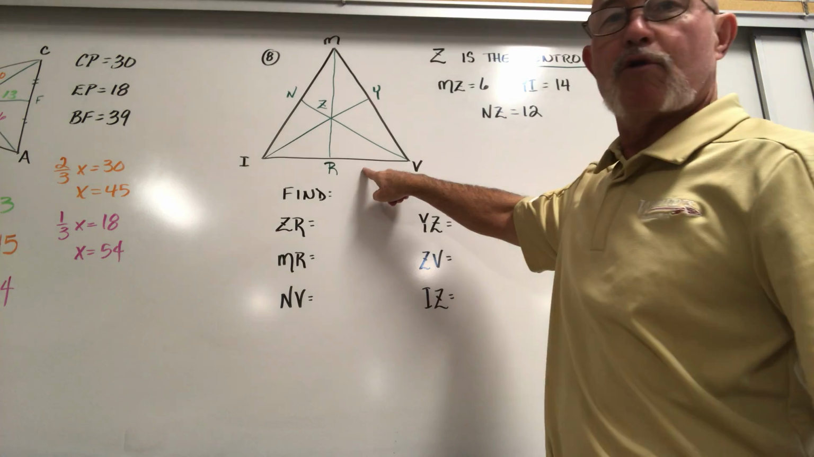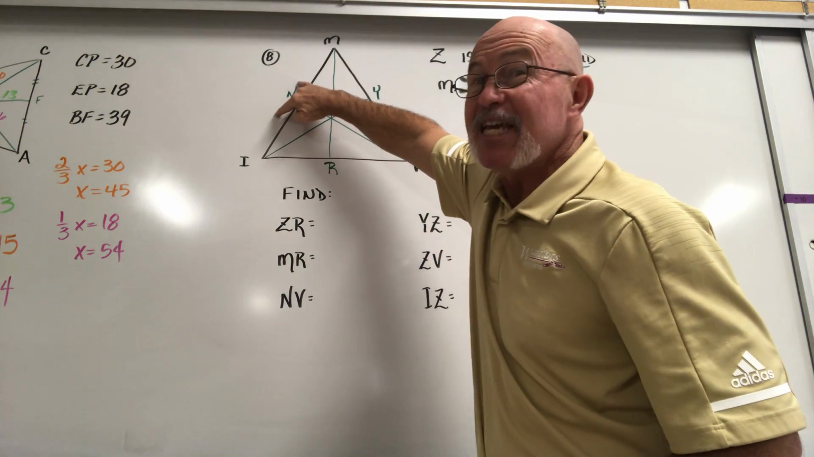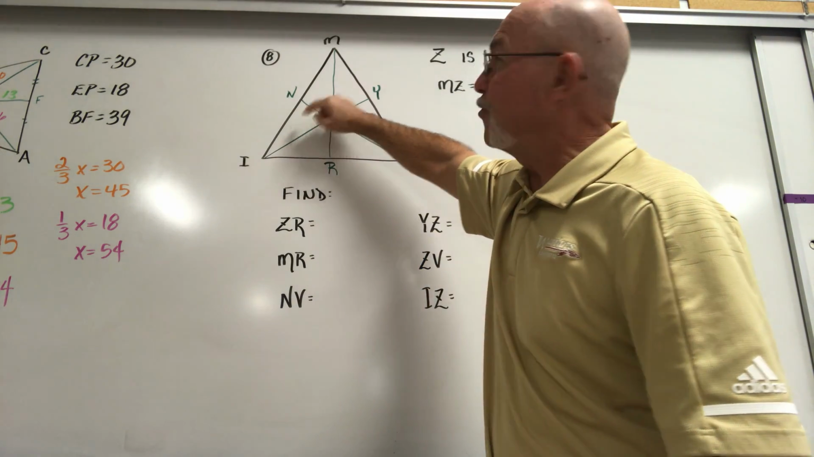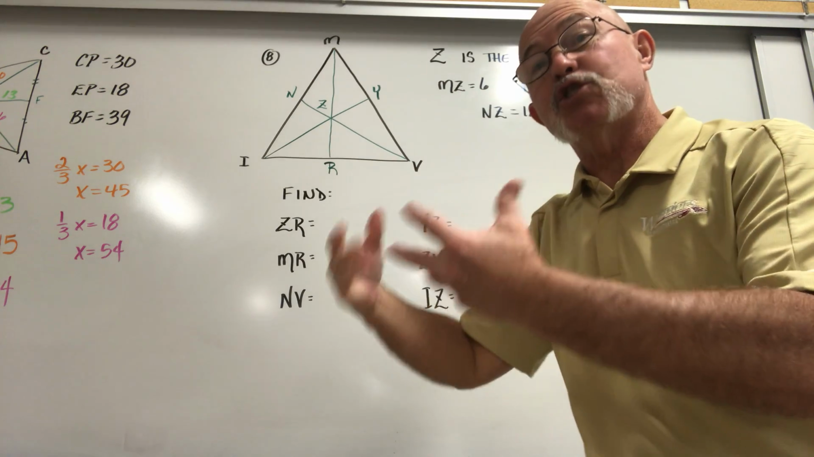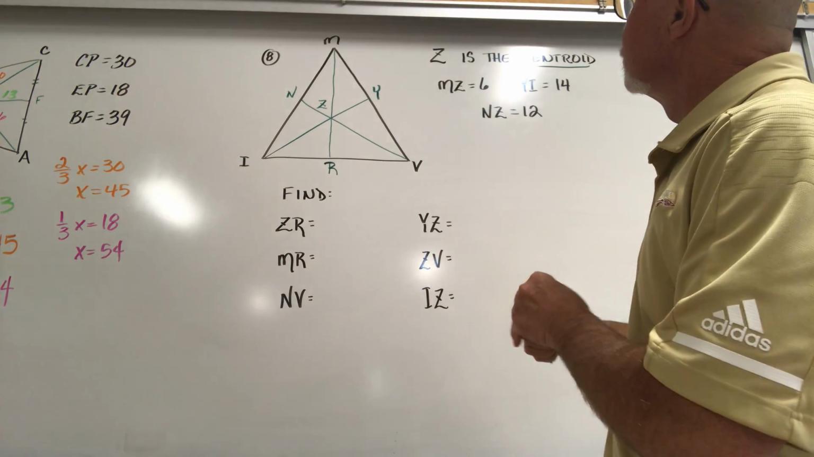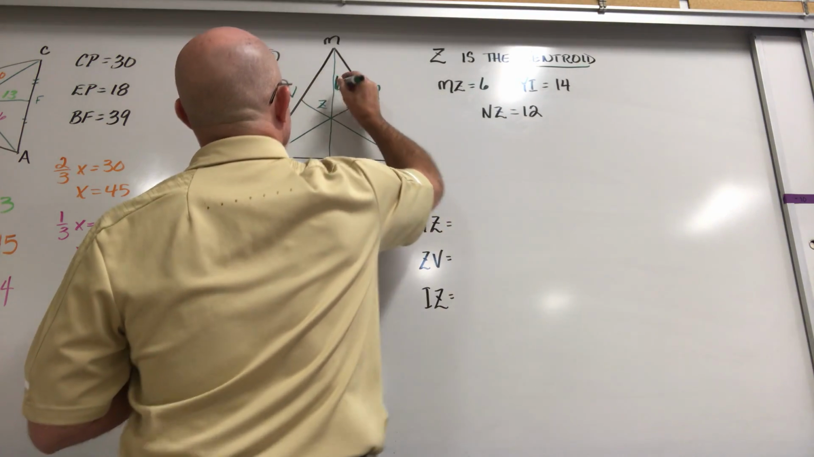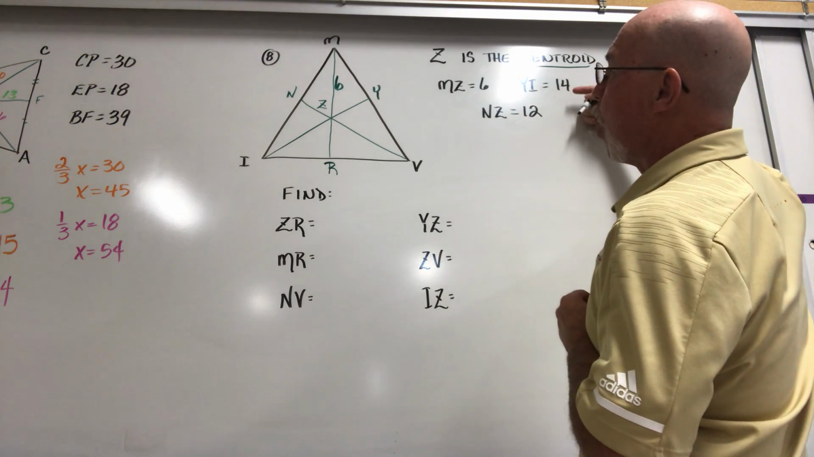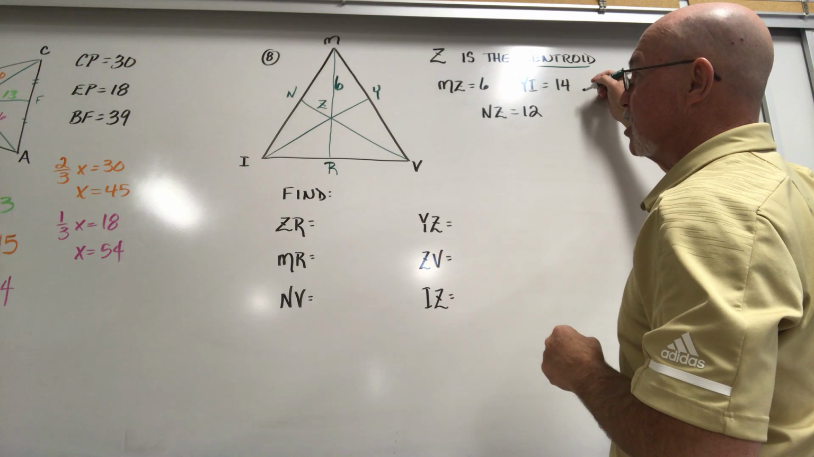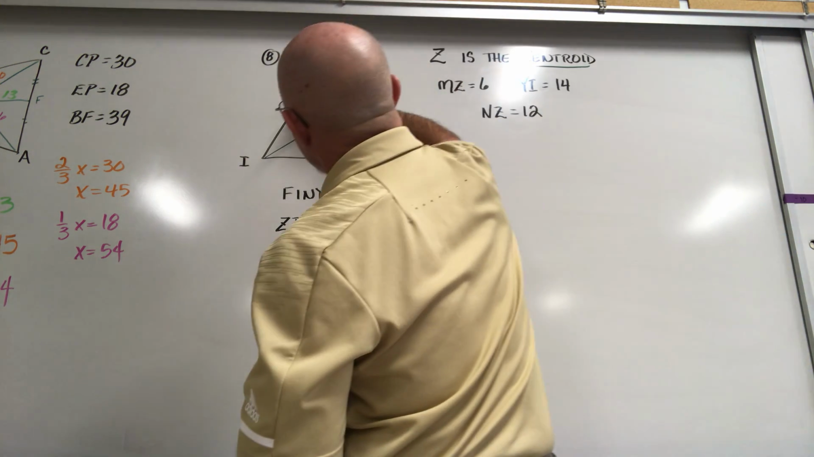That means those two are equal to each other. These segments are equal to each other. These are equal to each other. This is 2/3, that's 1/3. 2/3, 1/3, and so on. So let's fill in what we've got. I have been given that MZ is 6. YI, the whole length, is 14. And NZ is 12.